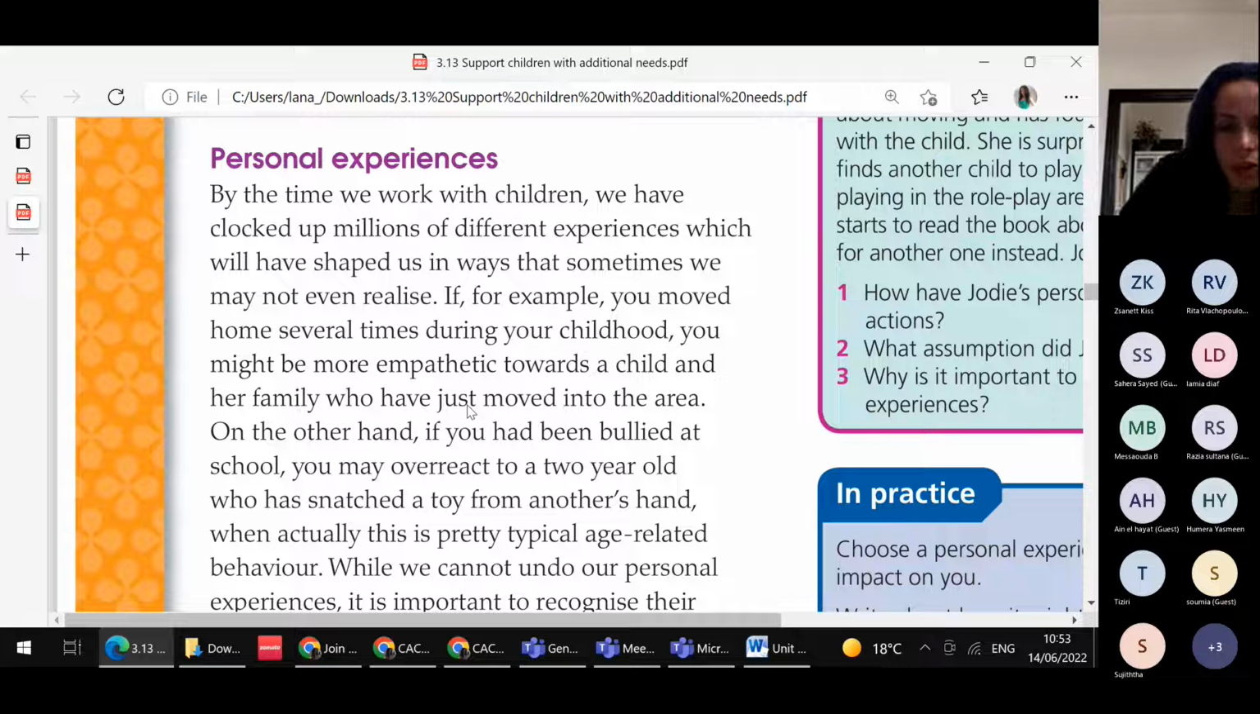Okay, so all this, even without us realizing, would affect the way we move, the way we do things, the way we communicate. All this is being affected. For example, as you can see here, we have so many examples, like moving home several times during childhood. This might make you more empathetic towards.